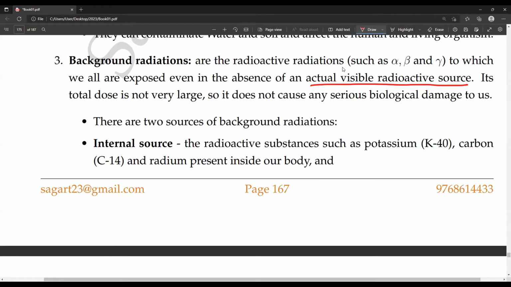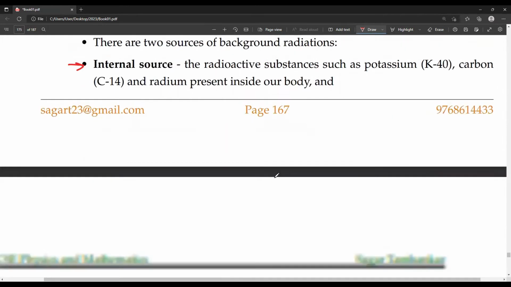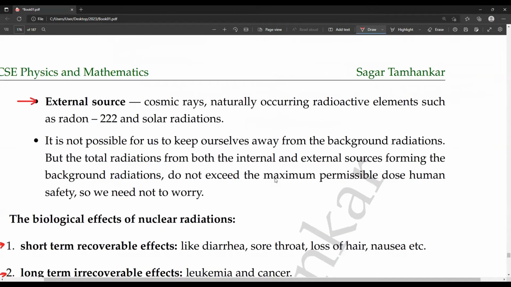Not only K40, but there are also cosmic radiations coming from outer space, and we are fortunate to have an atmosphere that absorbs most of it. Still, there will be some radiation that does reach the Earth. So that is also called background radiation. Background radiations are the alpha, beta, gamma radioactive radiation that we are exposed to without the source being actively present. These are categorized as internal sources and external sources.